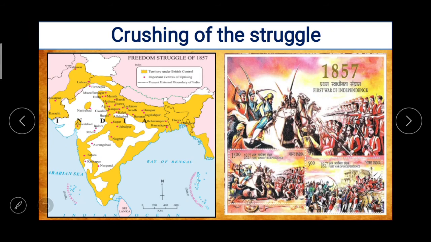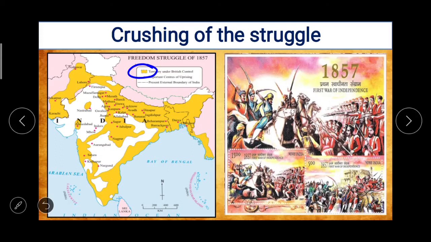Here now on the screen, as you can see, the map of the freedom struggle of 1857. In that, the yellow one is the territory under British control, and the red dots show the important centers of uprising, and by that you can understand the uprising locations, and the dotted lines are the present external boundary of India.